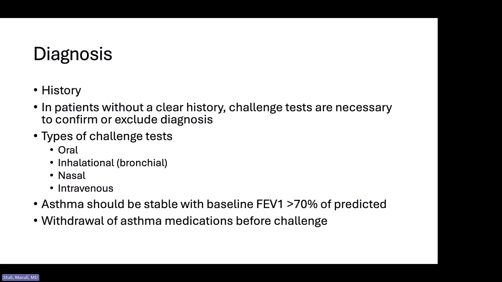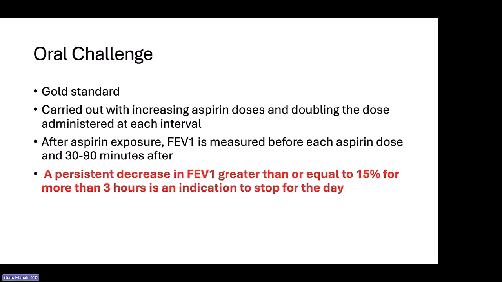Before doing an oral challenge, you should make sure that asthma is controlled. Patients should have a baseline FEV1 greater than 70% of predicted. And before doing the oral challenge, you would need to withdraw asthma medications. That would include their SABA, their leukotriene inhibitors if they're on those, antimuscarinic agents, LABAs, things like that. Oral challenge is the gold standard for diagnosis, and we'll go into some of the protocols when we talk about aspirin desensitization.